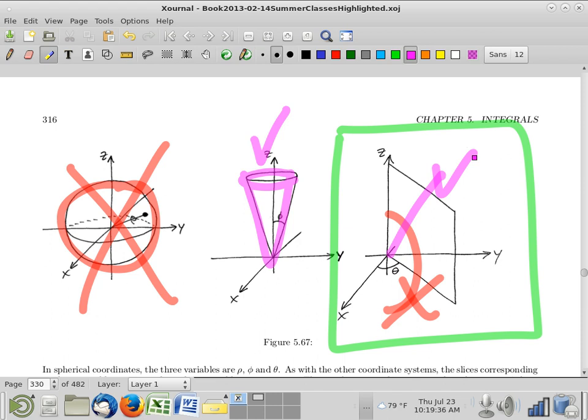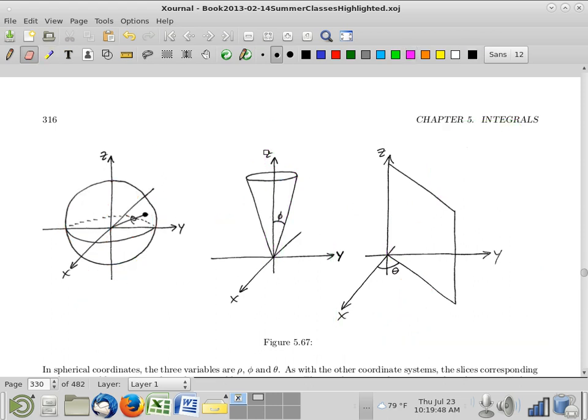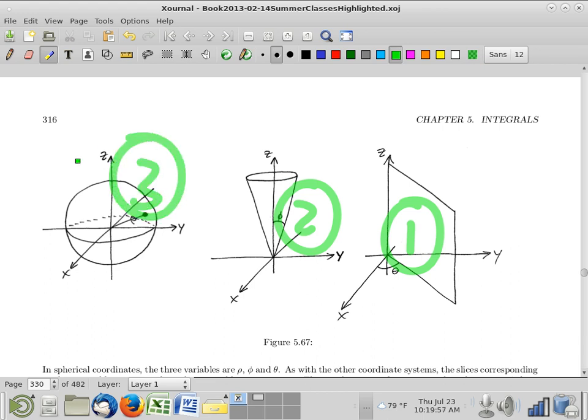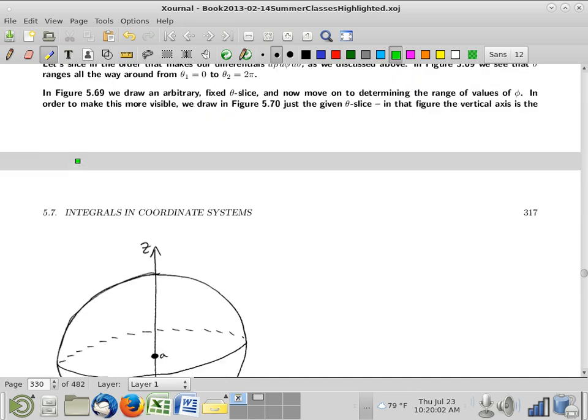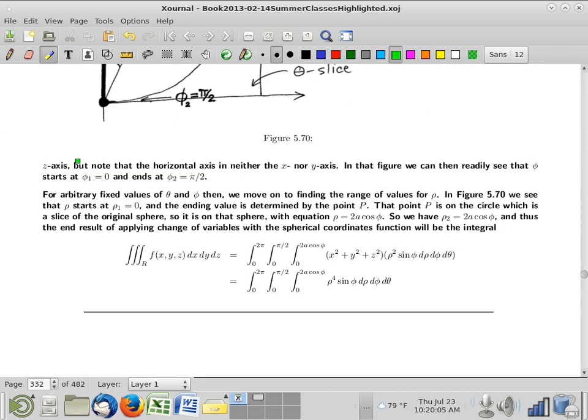Okay. So bad news, good news. The bad news is that some of these slices are awkward. The good news is that narrows down your choices. You really should only do your spherical coordinate slicing in one order, and that is to do theta slicing first, phi slicing second, and rho slicing third. In other words, always do it in this order here. D rho d phi d theta.